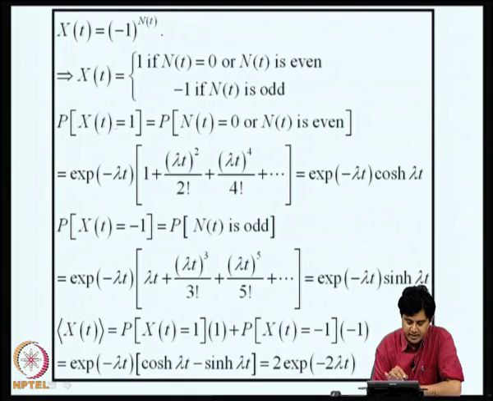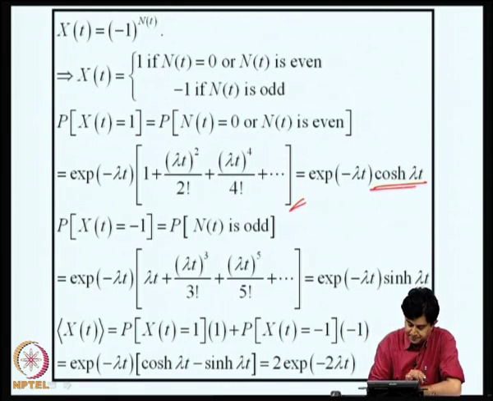So, what is the probability that x of t equal to 1? It is nothing but the probability that n of t is 0 or n of t is even, and that probability, since it is Poisson distributed, I can evaluate, and I get that expression. If you carefully look at this series inside the bracket, you recognize that this is a cosine hyperbolic term. Now, how about the case where x of t is minus 1? We have to sum over odd values of n, and if we do that, I get e raised to minus lambda t sinh lambda t.